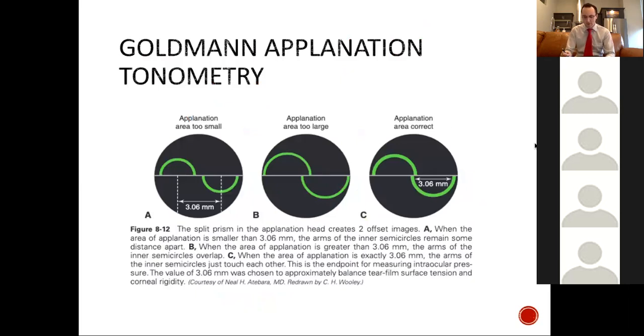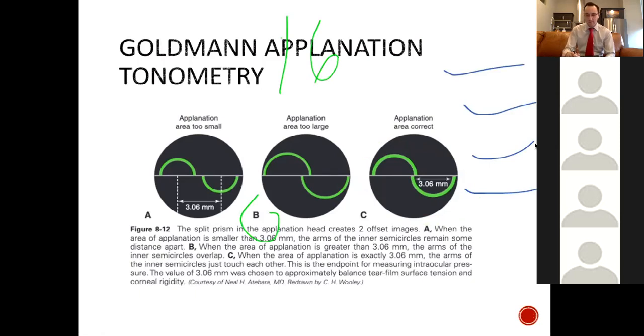Okay. So we know we're applying some force to flatten an area of about 3.06 millimeters of the cornea, right? And we're using a split prism, and that's why we have these two images here, okay? So for our board exam, I think the most likely scenario would be, let's say like in B here, they'll say the patient's pressure is 16, and they'll give us some different options here. And they'll ask, what is the patient's true pressure, okay?